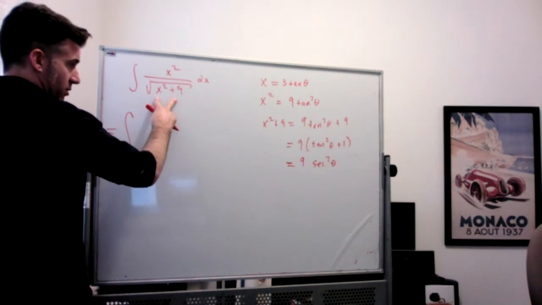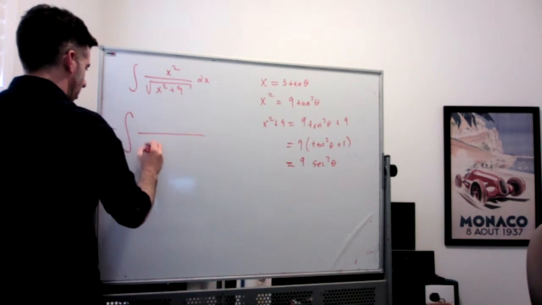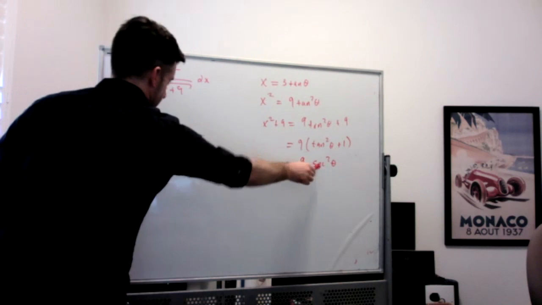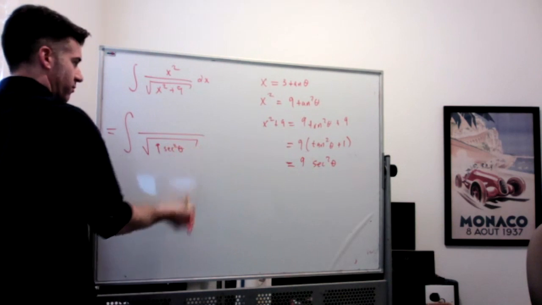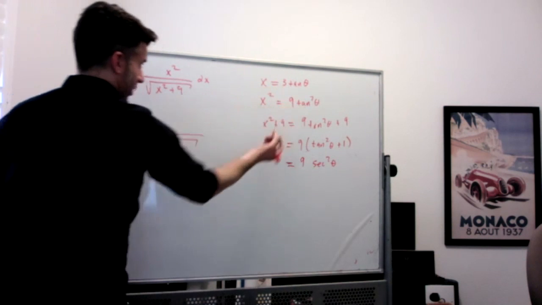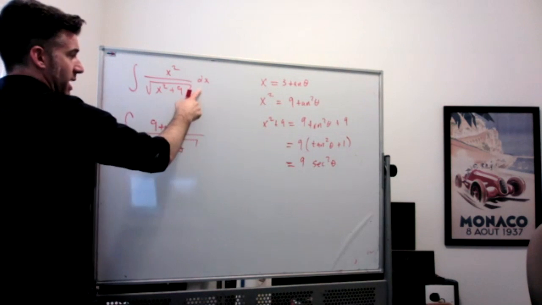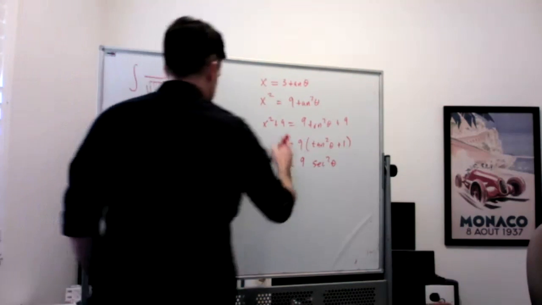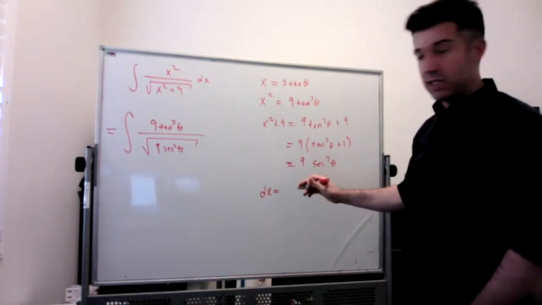So the square root of x squared plus 9 is going to be the square root of 9 secant squared theta. X squared is going to be 9 tangent squared, right? And dx is going to be, oh, I need to find dx. So dx is the derivative of x, which is 3 secant squared theta.